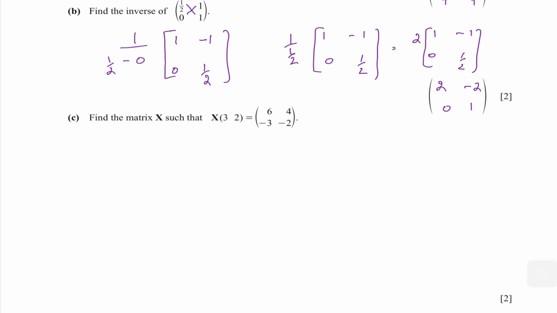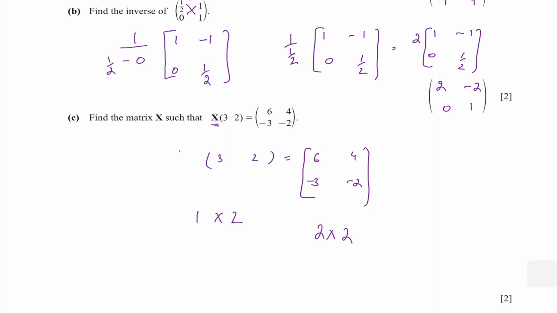Find the matrix X such that X into 3, 2 is equal to 6, 4, minus 3, minus 2. Okay, so this is a technical question. First of all, you need to figure out what the order of matrix X is. You have 3, 2 and the result that you're getting is 6, 4, minus 3, minus 2. So the resultant matrix is a 2 by 2 matrix, and the matrix that I have here is a 1 by 2 matrix, 1 row and 2 columns.